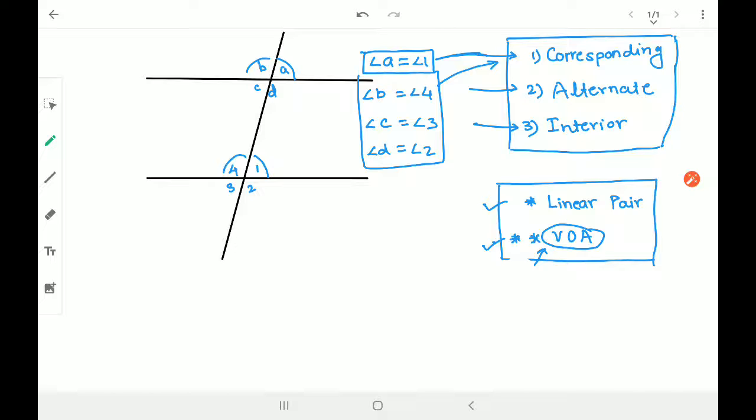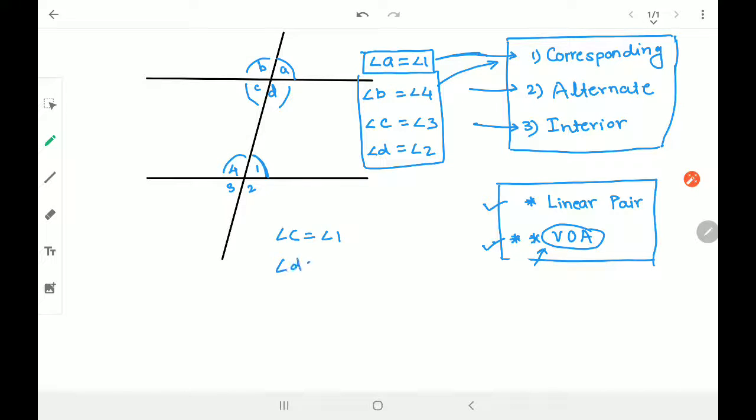Next one, alternate angles. Alternate angles are always in between the two parallel lines. I can give you a simple example. C and 1 are alternate angles. Angle C is equal to angle 1, and D and 4, only two pairs. Angle D is equal to angle 4.